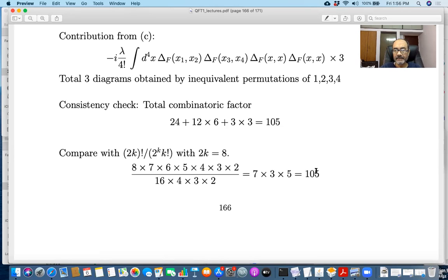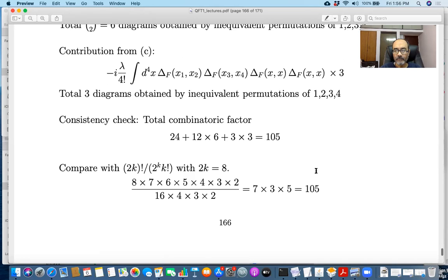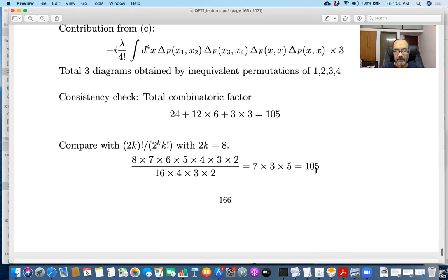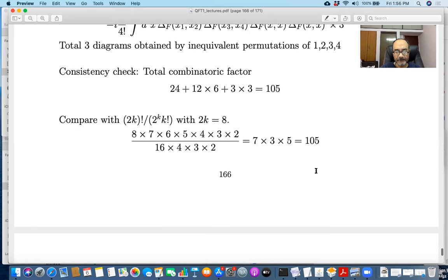Is this point clear? Okay, if there are no questions, I'll proceed.